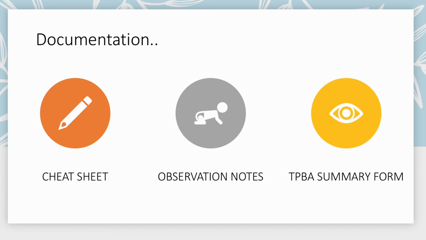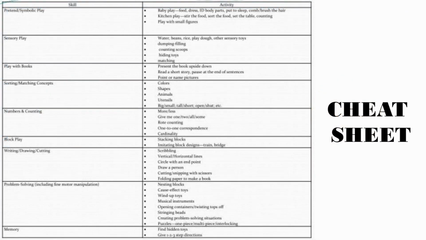Documentation includes a cheat sheet, observation notes, and TPBA summary form. Here is an example of a cheat sheet. Notice that one section is labeled skill and the other one is activity. An example would be pretend and symbolic play, and the activity for this is baby play, kitchen play, and play with small figures.